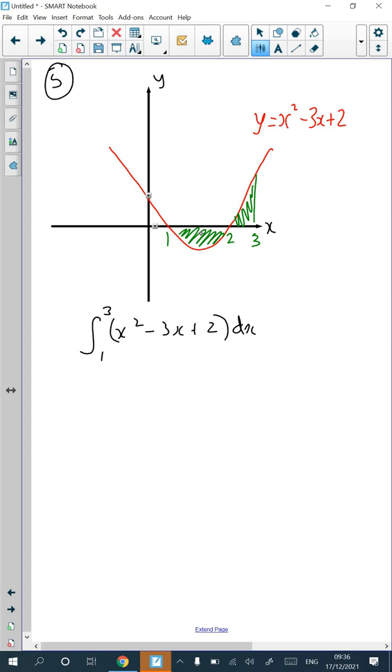So if you did put it in your calculator, I'm going to do that now. If I put in x squared minus 3x plus 2, and between my limits 3 and 1, that integral gives me 2/3. Now that I know is not the area. What I'm going to do is integrate between 3 and 2.